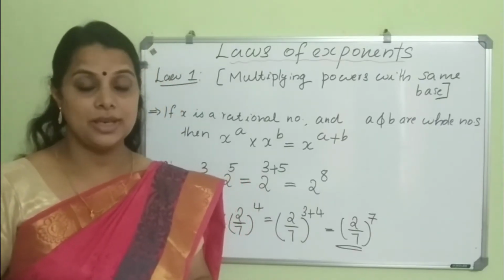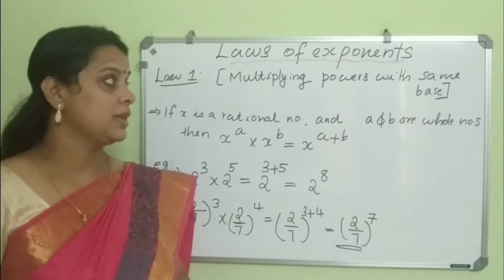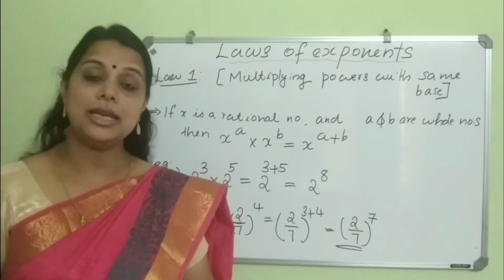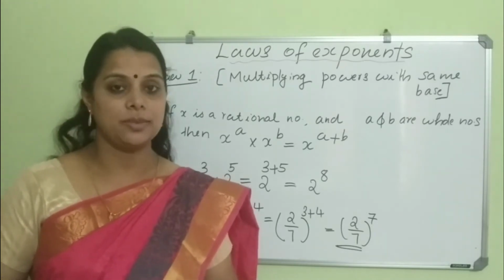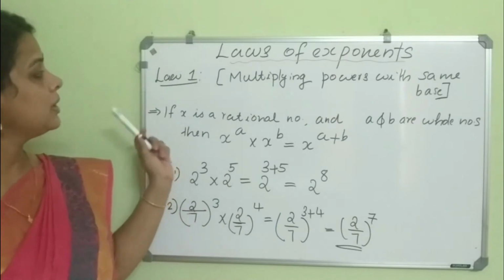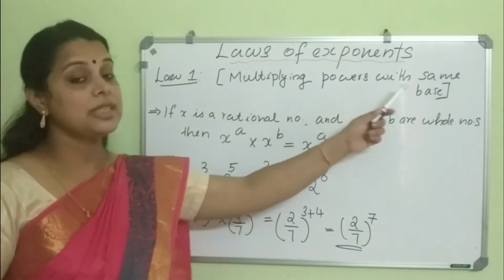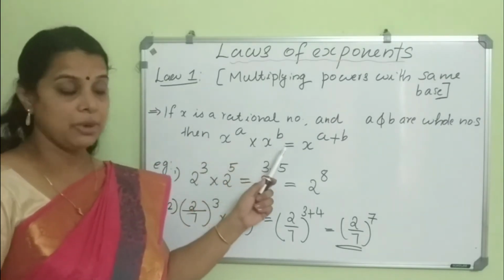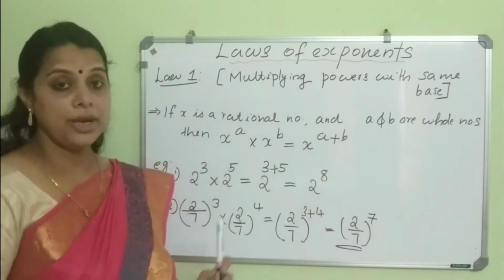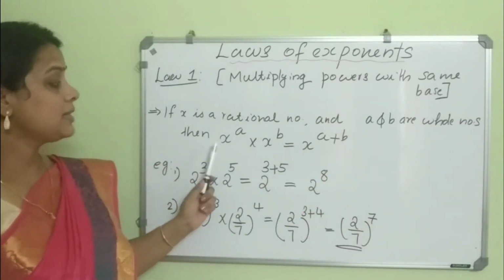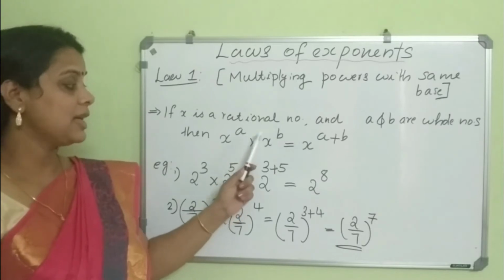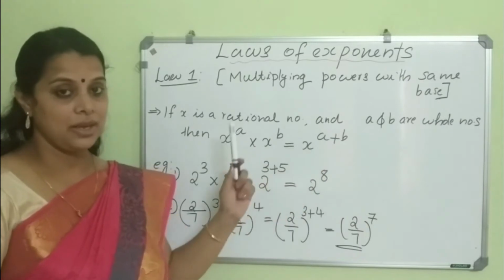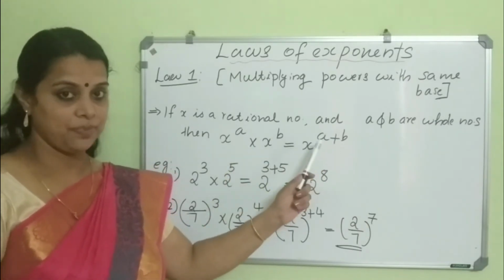Now we are going to discuss laws of exponents. These laws are very helpful to do the operations multiplication and division in numbers involving exponents. First law, that is multiplying powers with the same base. What is the law? If x is a rational number and a and b are whole numbers, then x raised to the power a into x raised to the power b is x raised to the power a plus b. We can add the exponents.